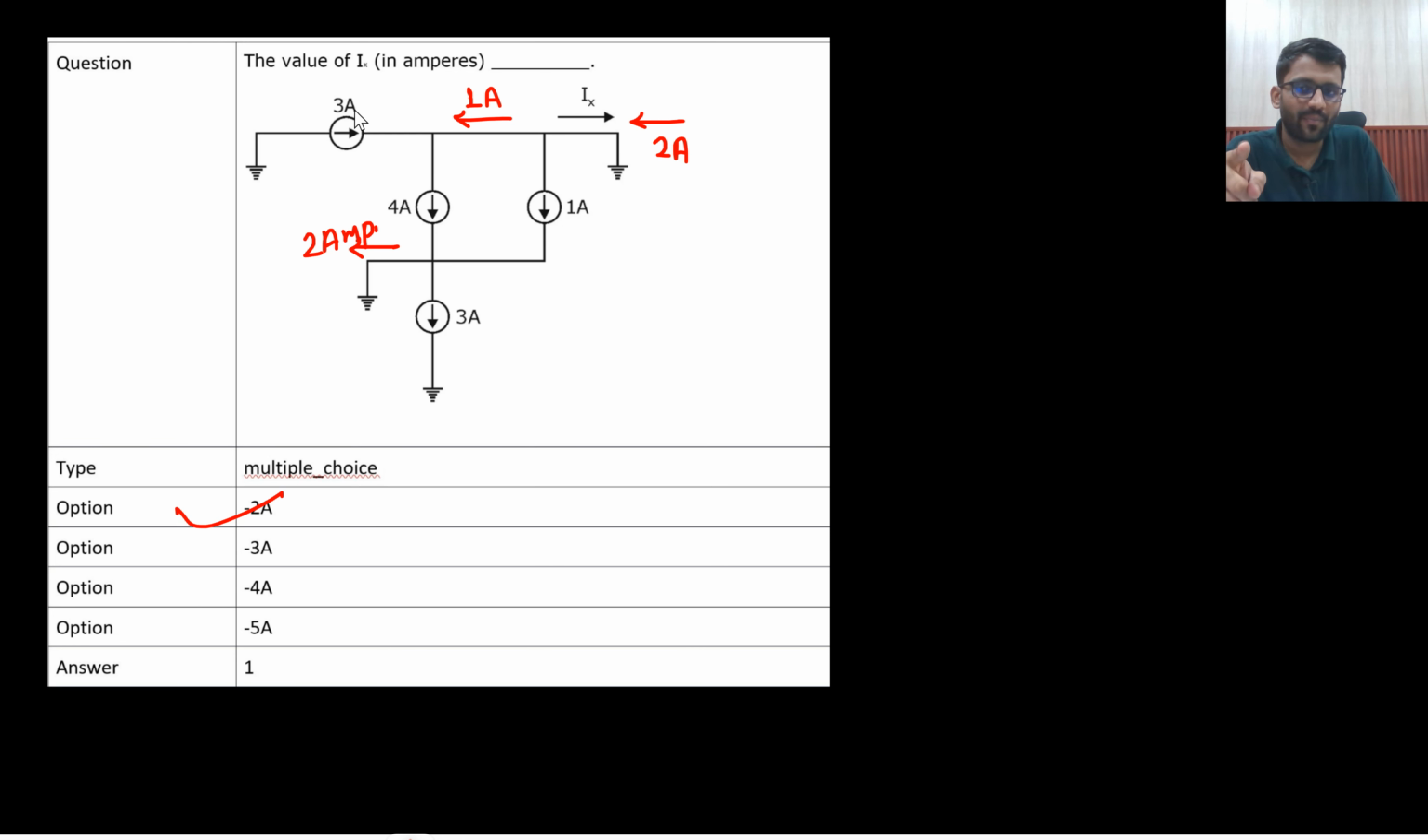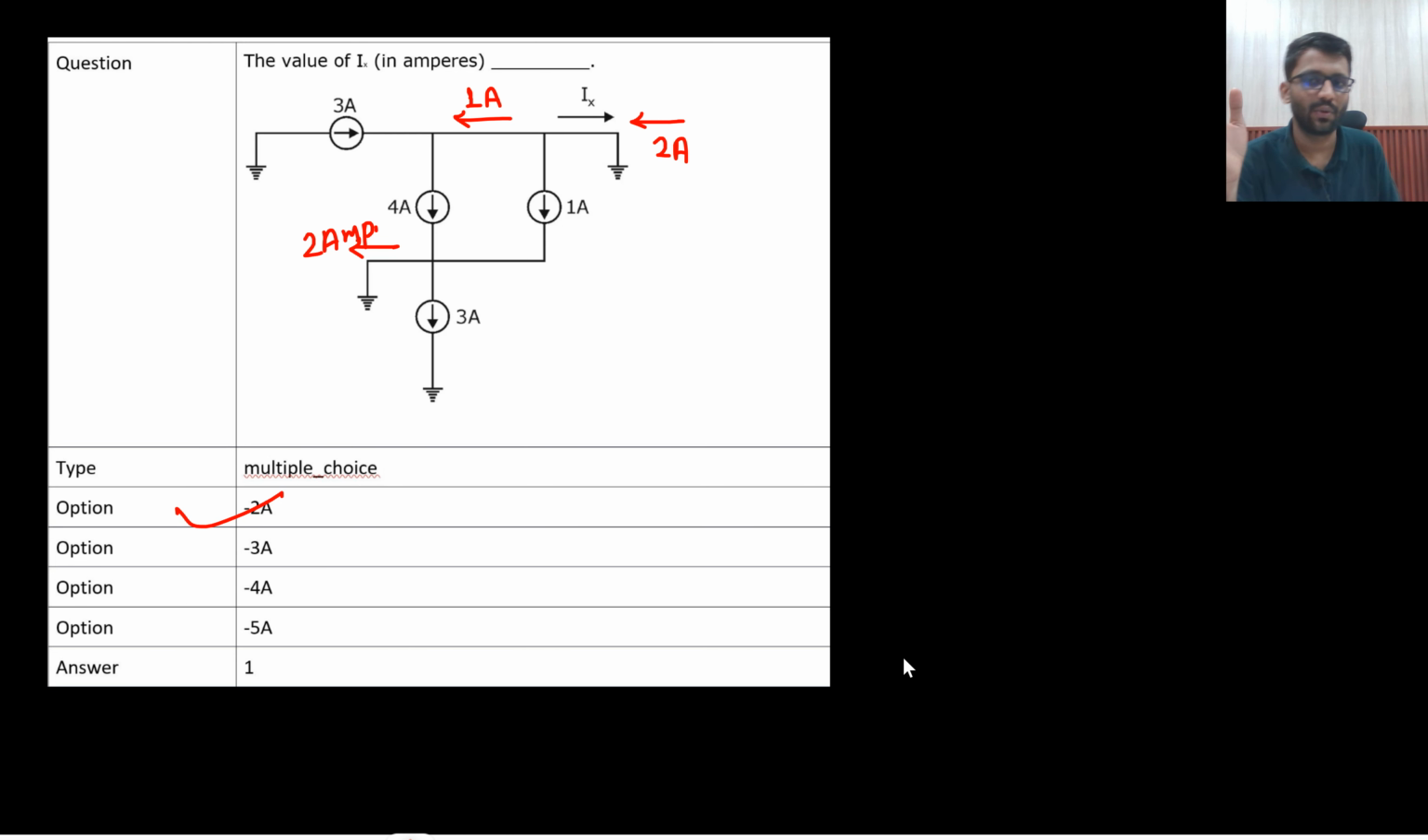So what do you see? 3 ampere is coming out of the ground, 3 ampere is going into the ground. 2 ampere is going into the ground. That means 2 ampere would be coming out of the ground. So Ix, 2 ampere should be coming out of the ground. So Ix should be minus 2 ampere. Are you getting this point? 3, 4 and here 1. This is 1, so this would be 2. So Ix is minus 2 ampere.